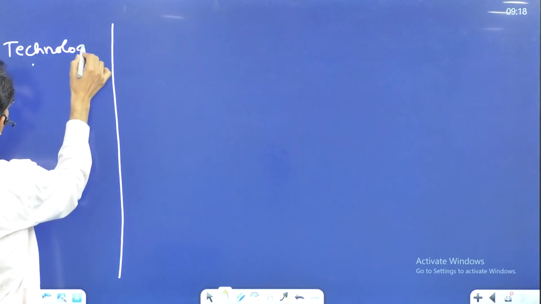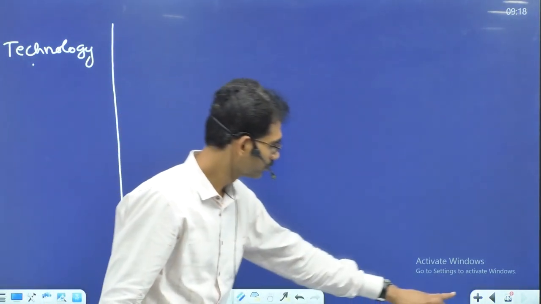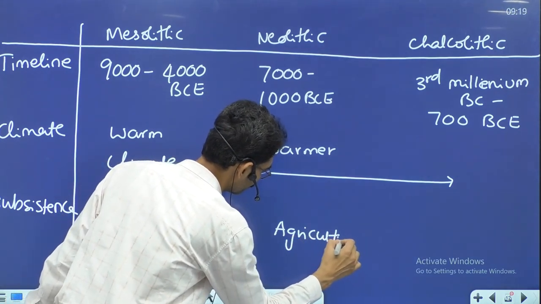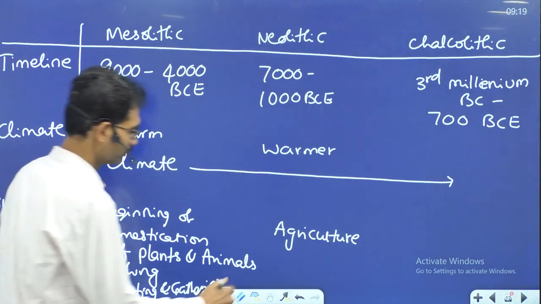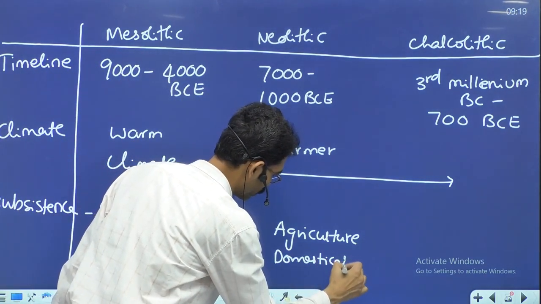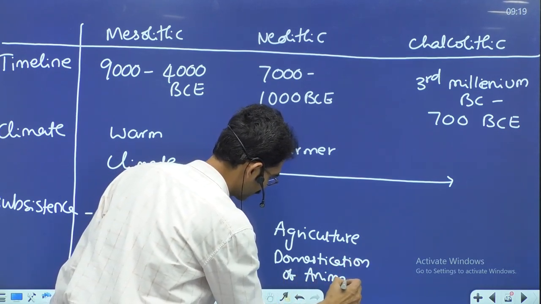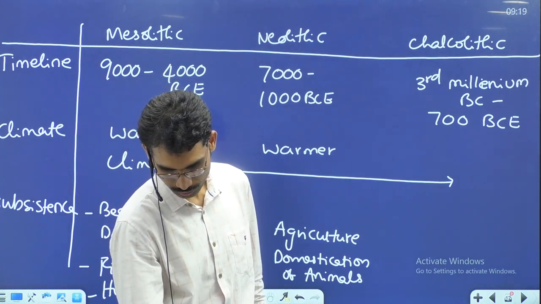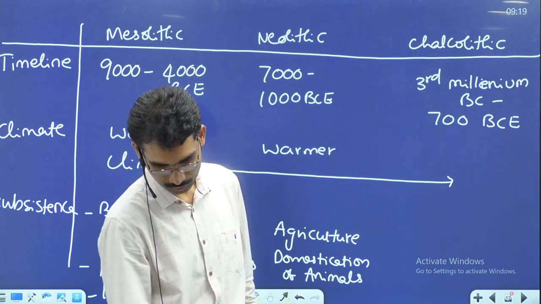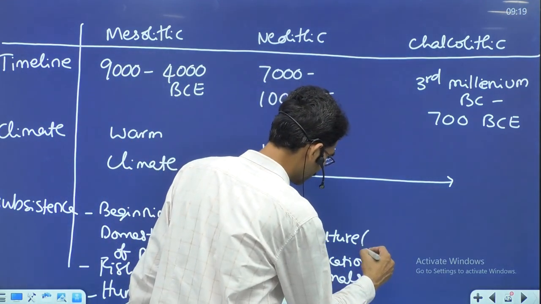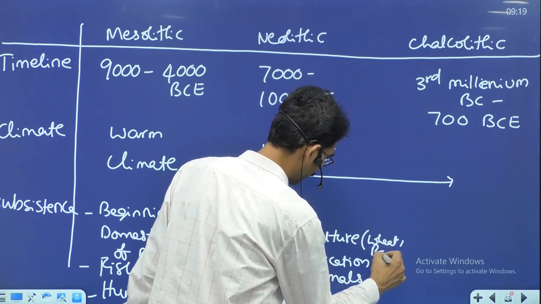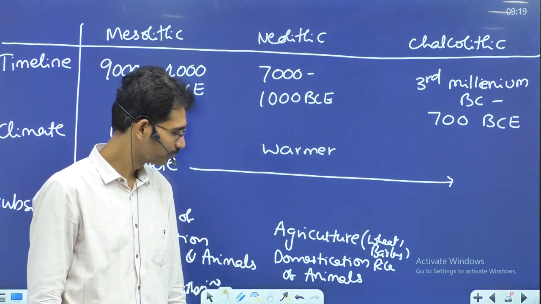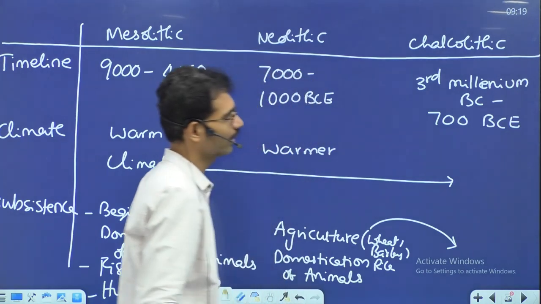Next. Technology. With what technology did they continue these professions? Neolithic, okay. Agriculture. Domestication of animals. When it comes to agriculture, they practiced wheat, barley, rice. They produced these in Neolithic itself. And these things are going to become even stronger in Chalcolithic.